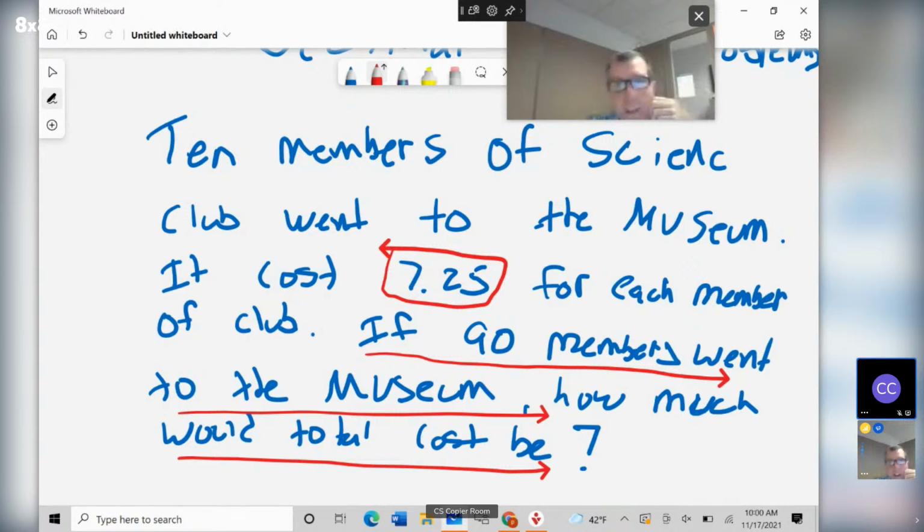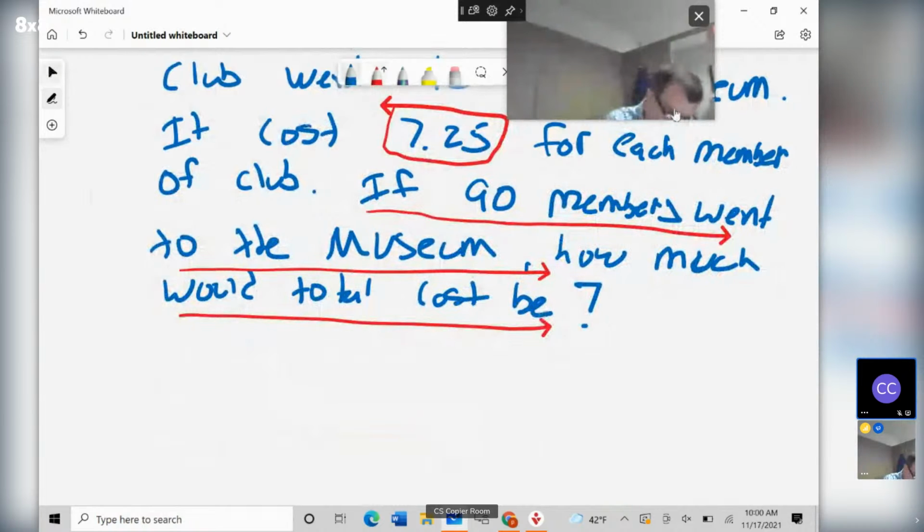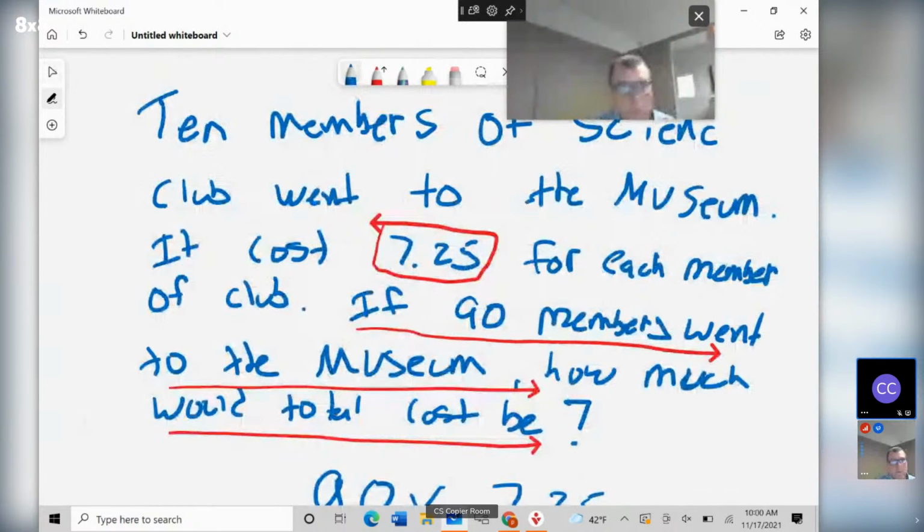So really what we have is a multiplication problem here. We have 90 members and we have to multiply that times the cost to get in, which is $7.25. That's the crux of this word problem. It does say up top that 10 members went, but we're not worried about those 10 members. We'll get down to the bottom. It says if 90 members went to the museum, how much would it cost, or the total cost? So we know it's going to be 90 times 7.25.